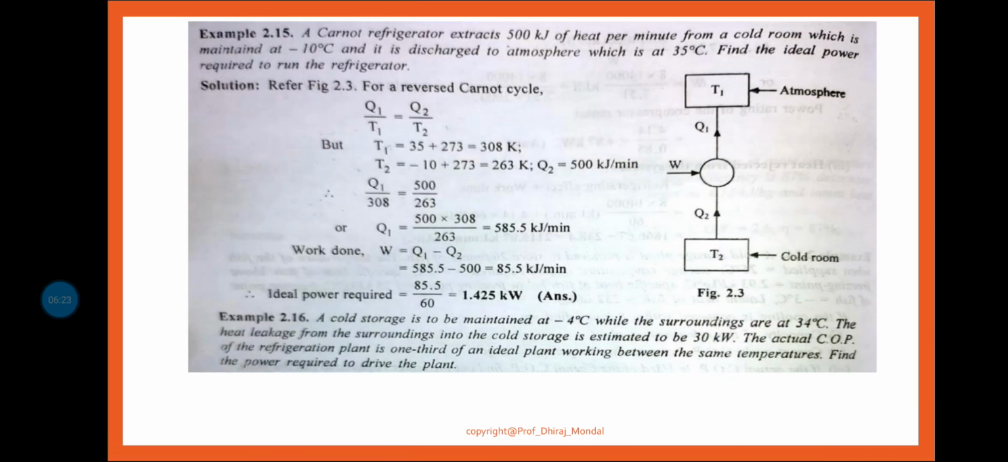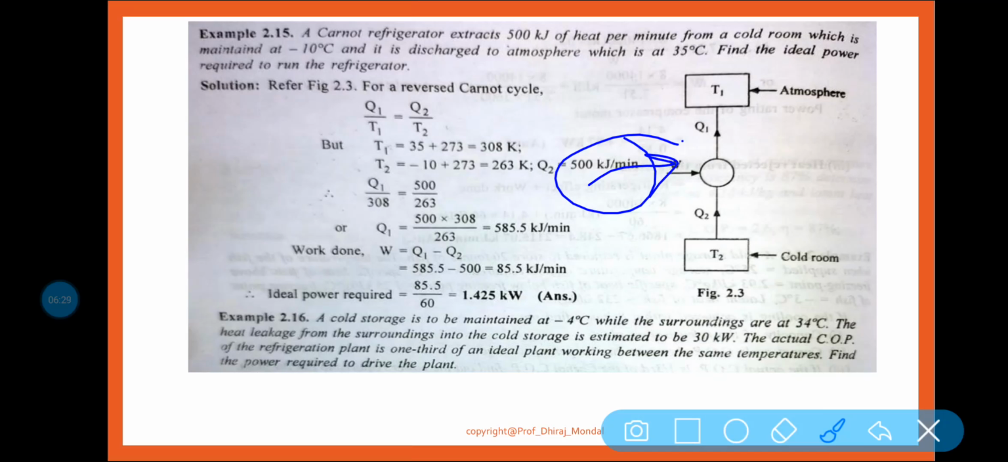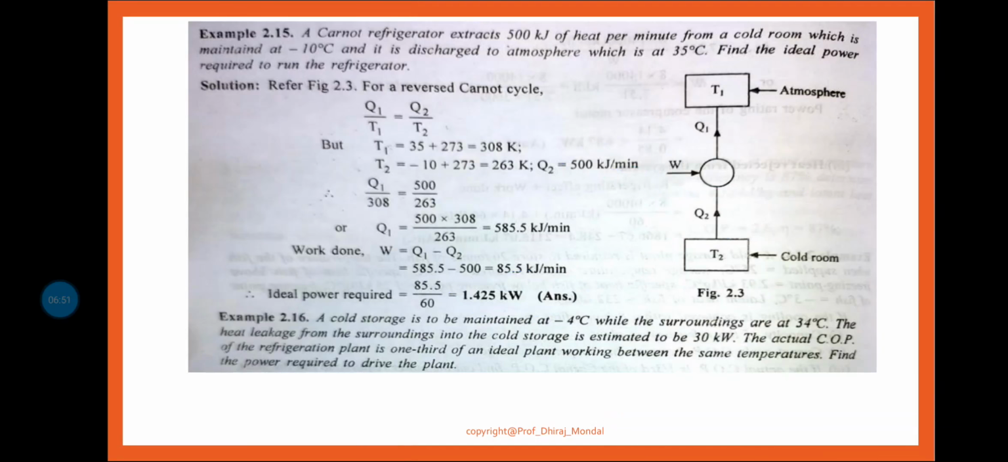Okay, clear? So that means if, with the help of some compressor, you are able to supply 1.425 kilowatt of power, then 500 kilojoule of heat can be extracted per minute. Clear? So this is all about problem number 22.15.